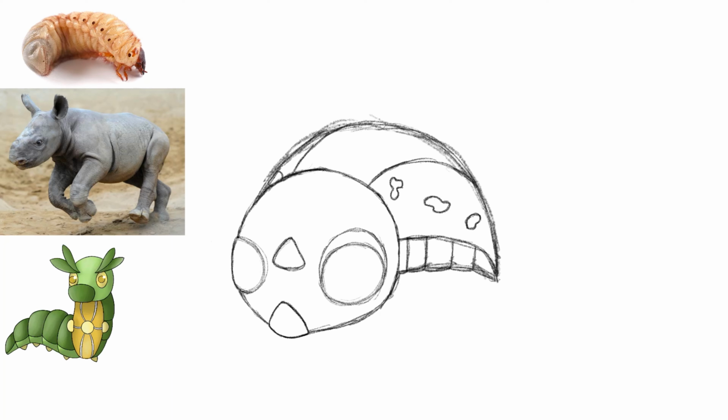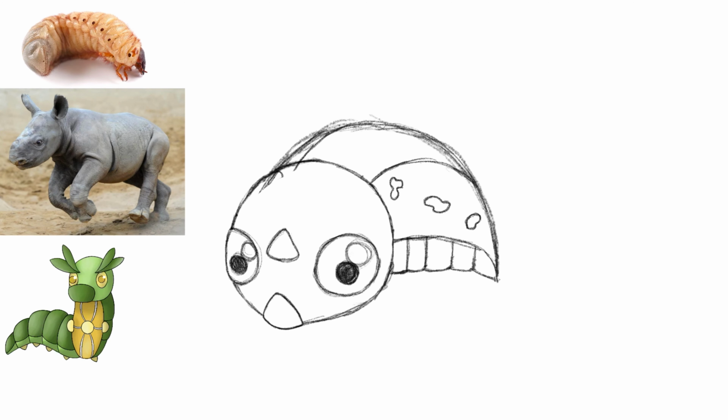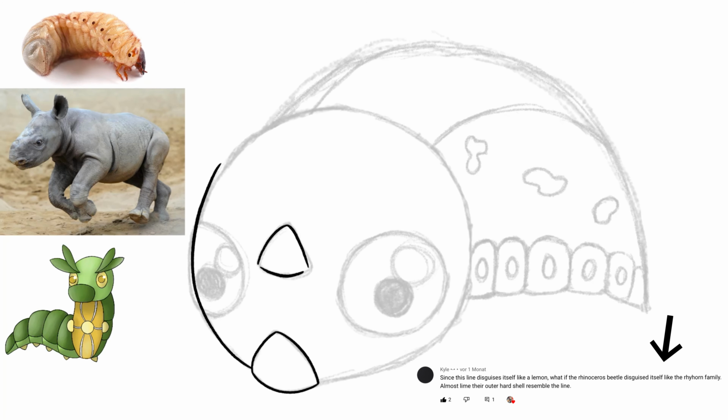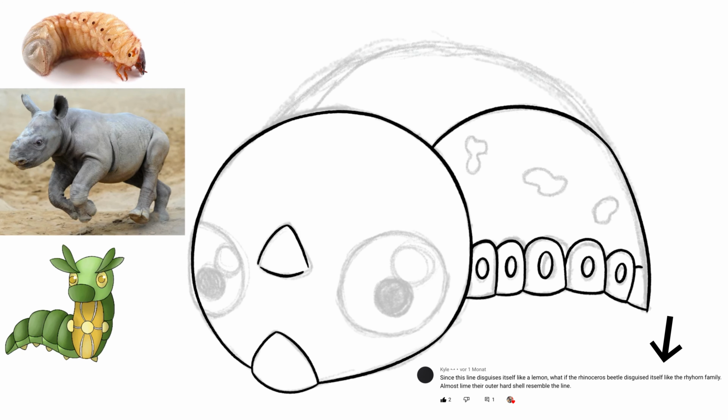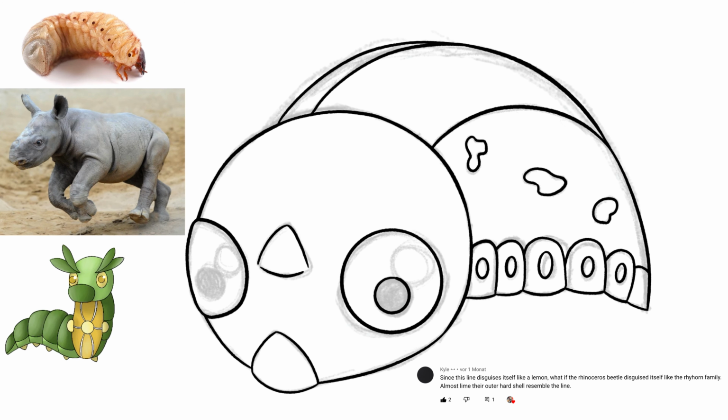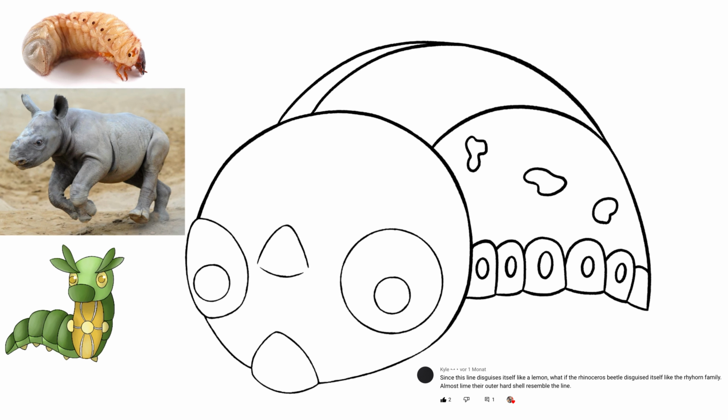The spots on its side resemble camouflage spots, and I drew them on because they were fitting for the whole "we're used in war" theme. Also because Kyle suggested that the line should disguise itself as the Rhyhorn family, but I forgot about the Rhyhorn part and only remembered the disguising part. That was a big missed opportunity on my side, my bad.